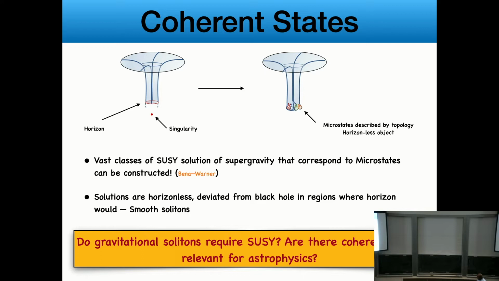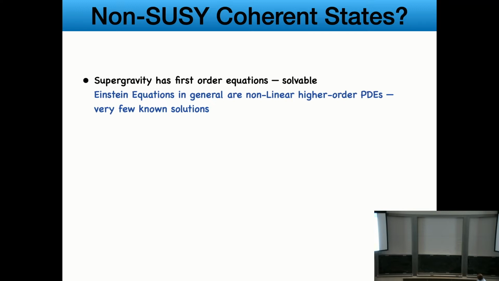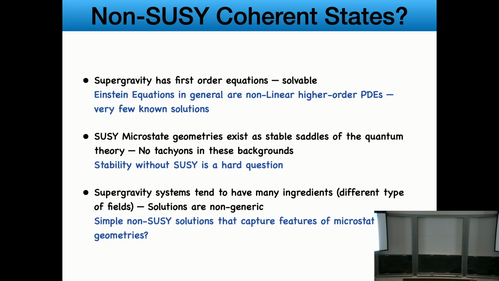So as soon as you phrase this problem, there are several hurdles that you have to overcome, and I will just tell them what they are. First, the reason why supergravity works so well to allow us to construct solutions and do all sorts of things is because the nonlinear Einstein's equation becomes simpler. They become first order, and first order equations you can solve, so you can generate interesting examples of this class of solutions.